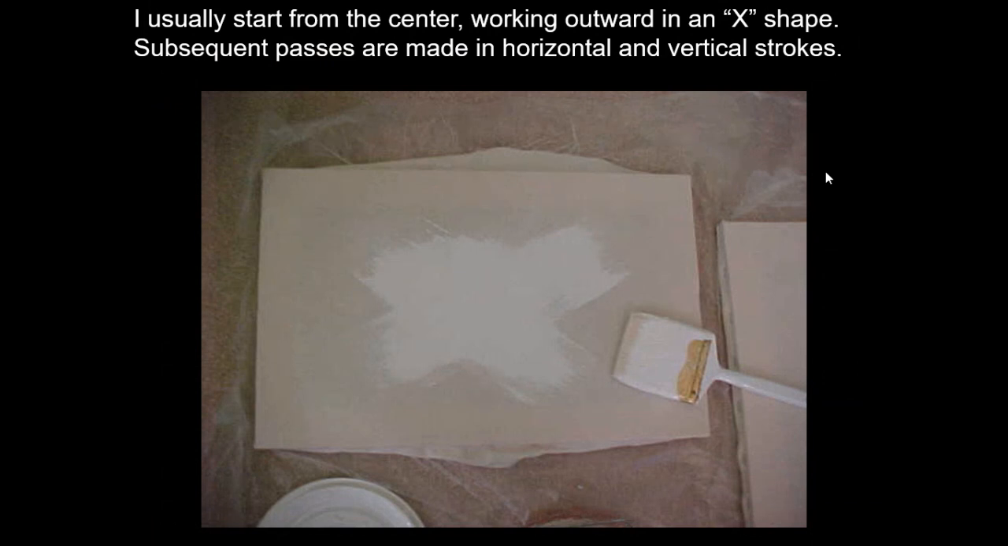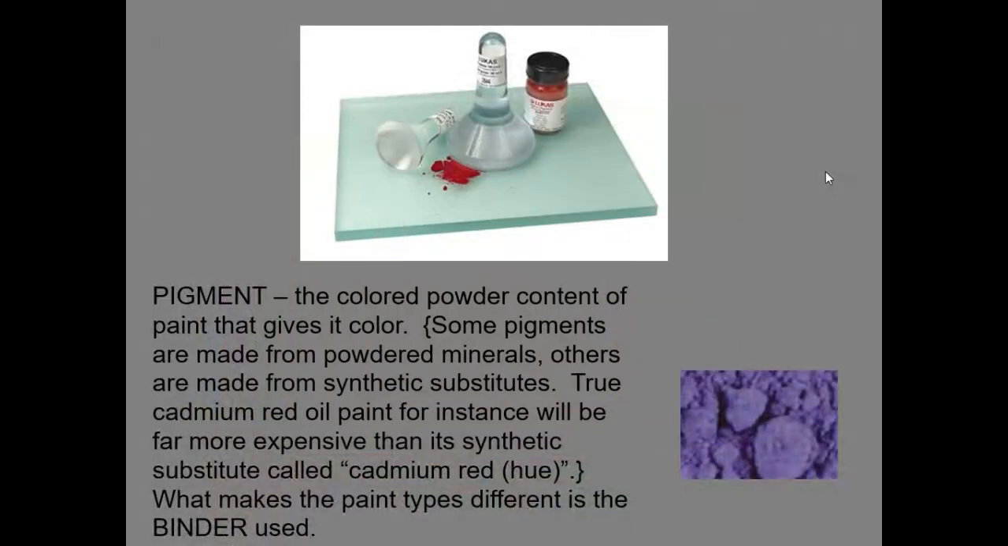Then we apply the gesso in layers, usually applying all the brush strokes in one direction, say left to right, allow that to dry and apply the next layer from top to bottom. And we usually apply 2 or 3 coats at least.